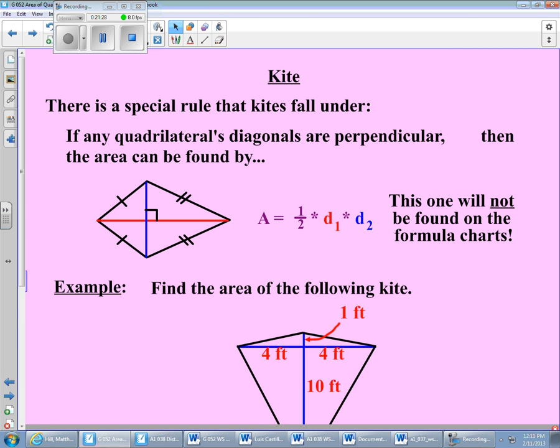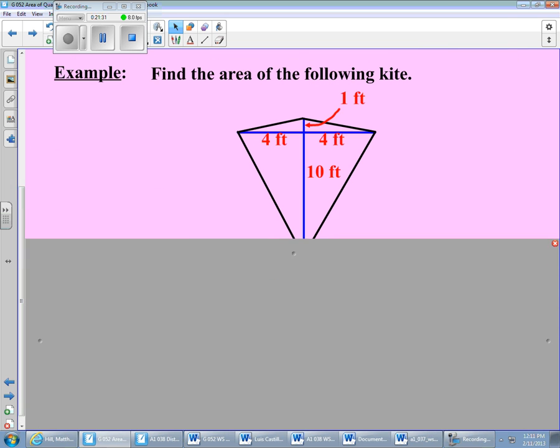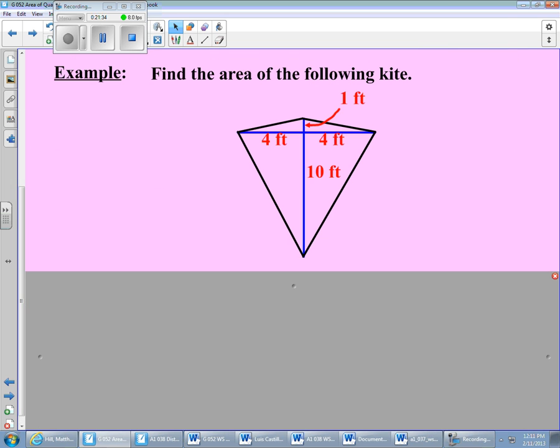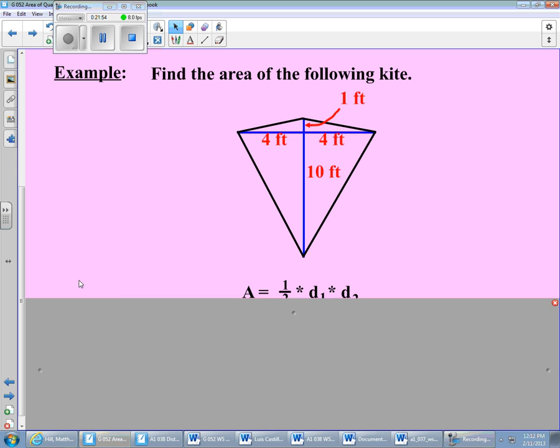Okay, so let's have a look. We have an example here that the problem identifies for us as a kite. We could probably make a decision at this point, and it's completely up to you. If you want to treat this kite as four triangles and find those areas individually and add them up, that's fine. You can certainly do that. Or if you would like to use the formula that says any four-sided figure that has perpendicular diagonals, like a kite does, then we can go 1/2 times diagonal 1 times diagonal 2.